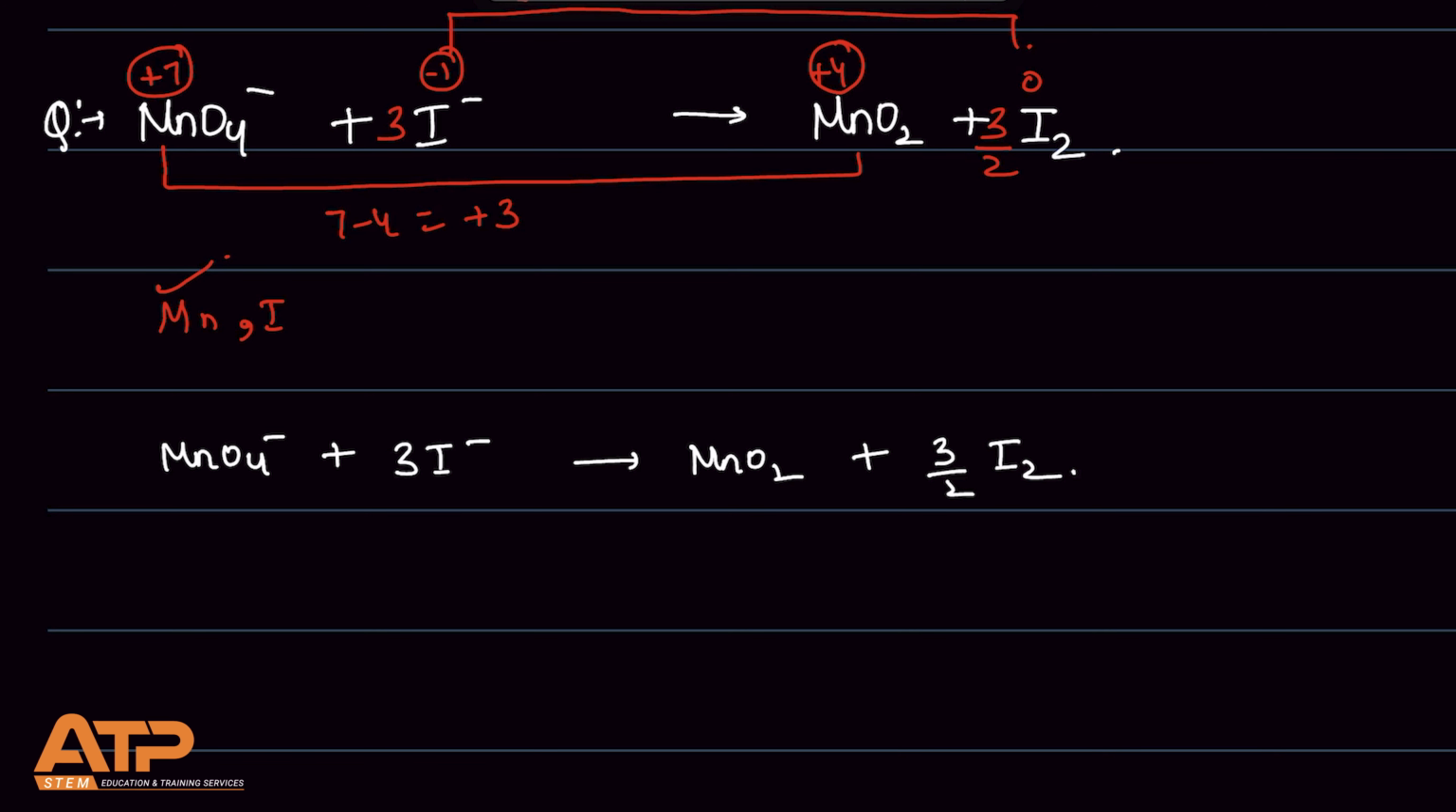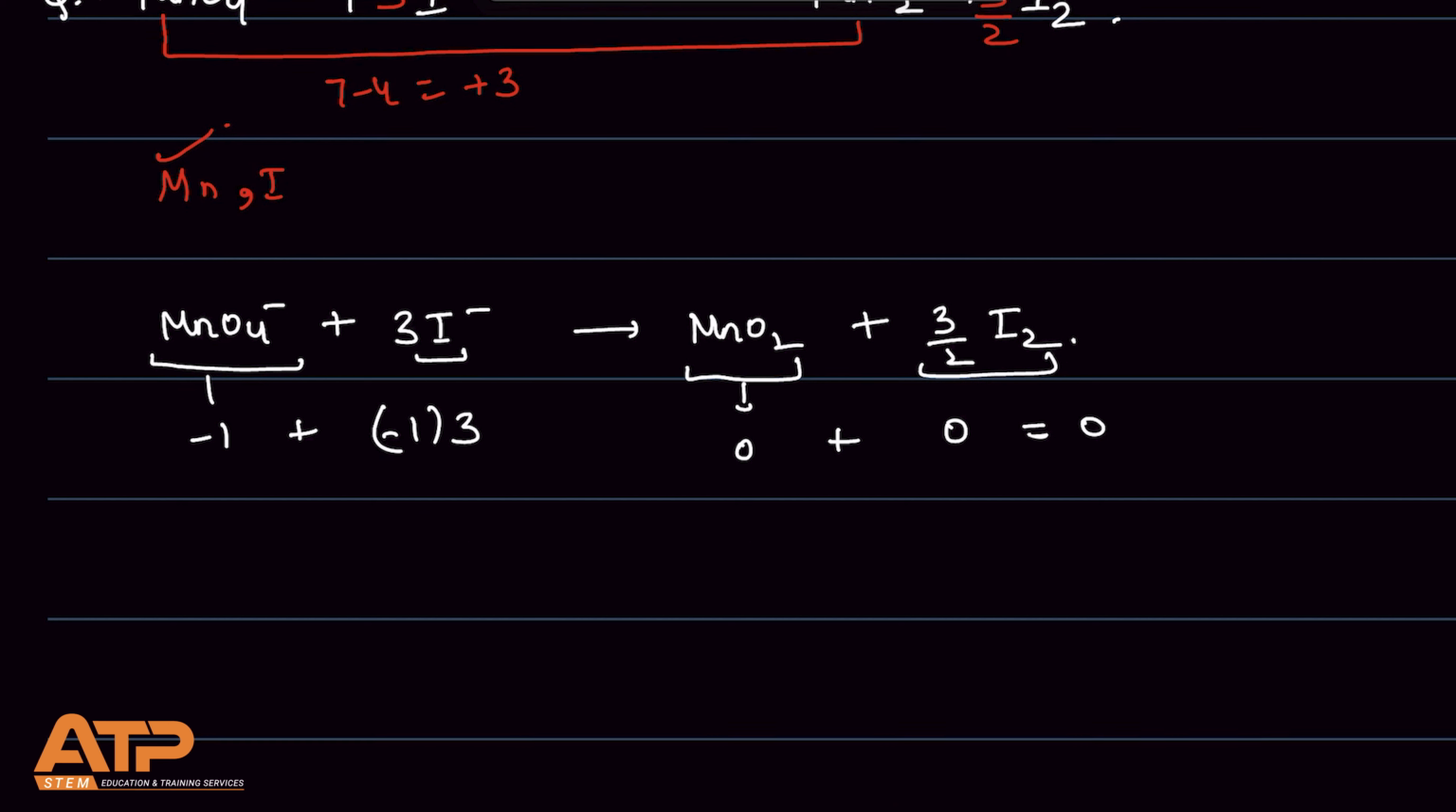On the product side, MnO2 is a neutral molecule, so it has a charge of 0. Iodine is a neutral molecule, so it also has a charge of 0. So the net charge on product side is 0, whereas the net charge on the reactant side, MnO4 has a charge of -1, iodine also has a charge of -1, but there are 3 iodine atoms. So I'll multiply -1 with 3. So the net charge on reactant side is -4, whereas the net charge on the product side is 0.